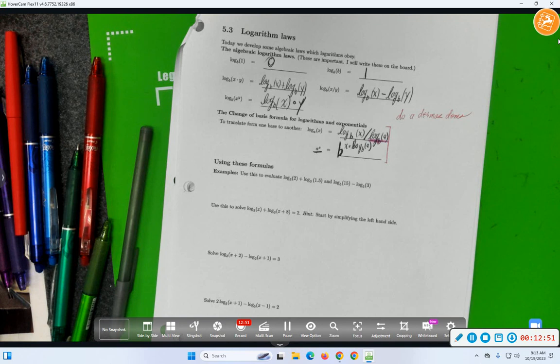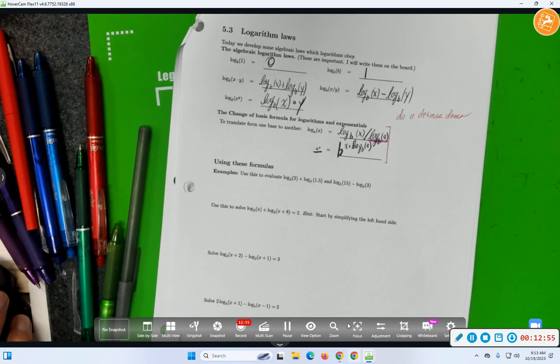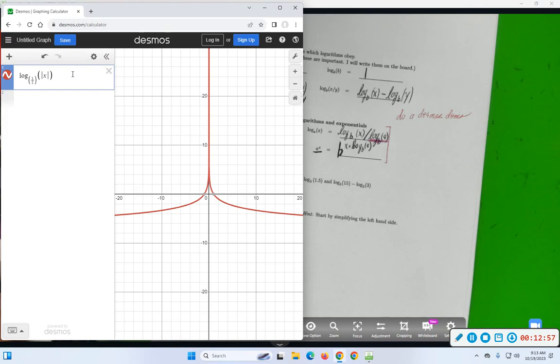Shall we see if that's true? All right. Let's pull up Desmos. Let's pick a preferred base. Give me your favorite base to have for a logarithm. 10. Not a bad choice. So there's the log base 10 of x.